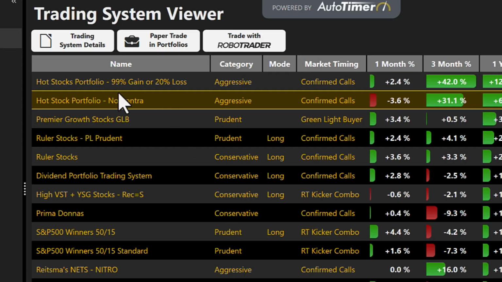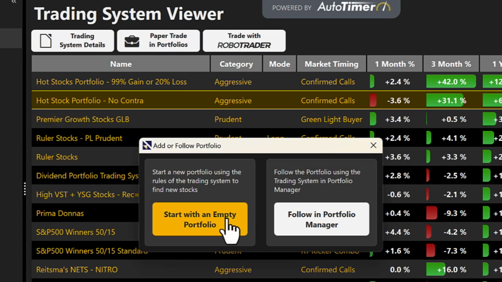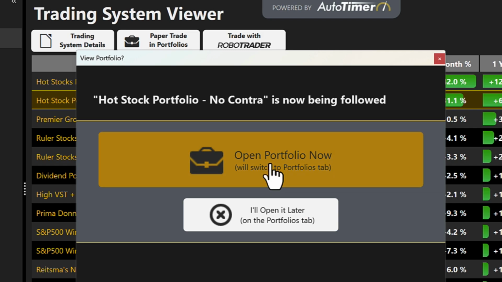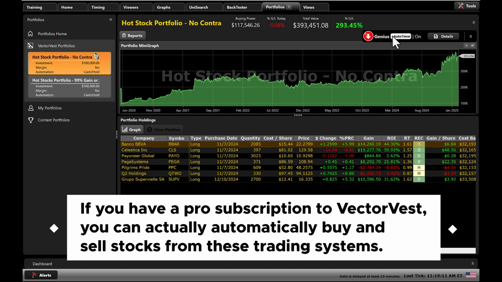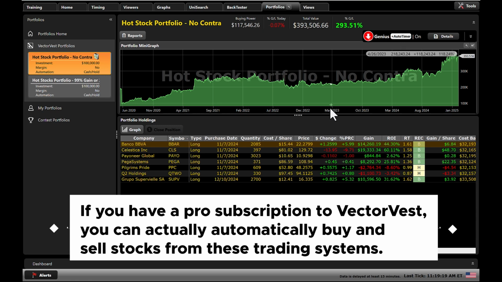These trading systems are neat because you can open them in portfolios, and you can either start a new portfolio using the rules of that system, and it'll actually populate with new stocks as there are new buys for the trading system, or you can follow it in the portfolio manager. This is just a good way to keep an eye on trading systems that you want to watch. You can see how the portfolio has performed over time. If you have a Pro subscription to VectorVest, and I'll talk about pricing a little bit later, you can actually automatically buy and sell stocks from these trading systems.